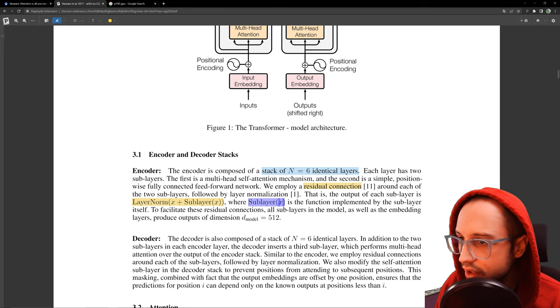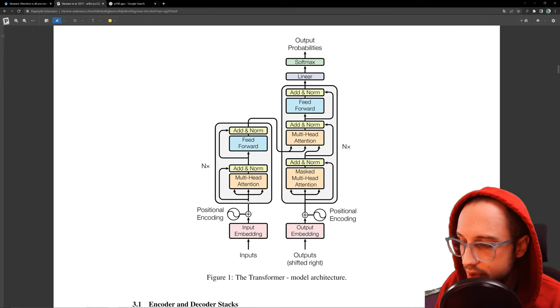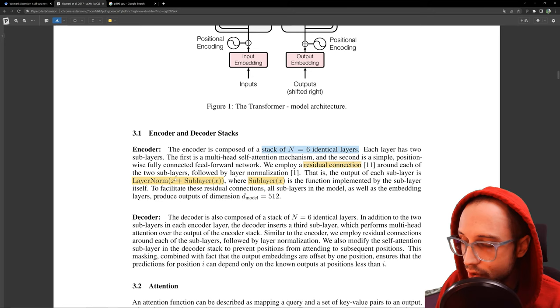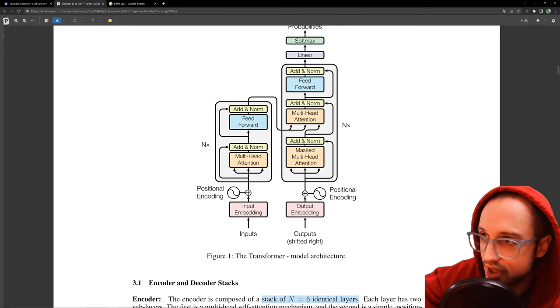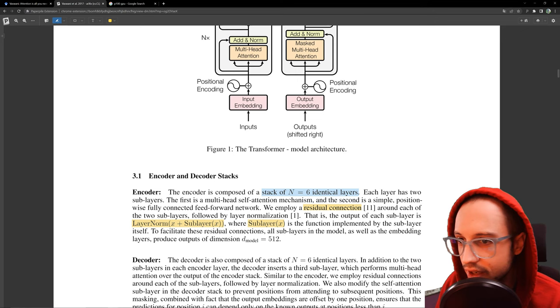So x is basically here, right before you go into the multi-head attention, and the sublayer is either the multi-head attention or the feed forward. You're taking the input and passing it around, which is the residual connection, or going through the multi-head or feed forward, then combining those two and layer norming the whole thing. To facilitate these residual connections, all sublayers in the model, as well as the embedding layers, produce outputs of dimension d_model = 512.